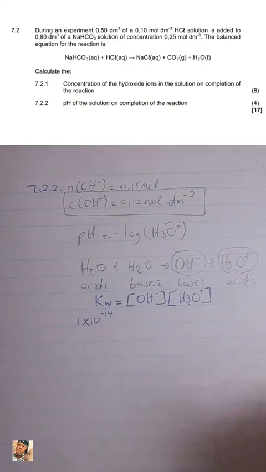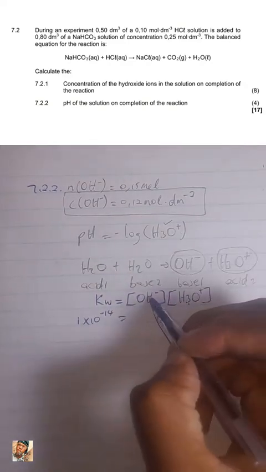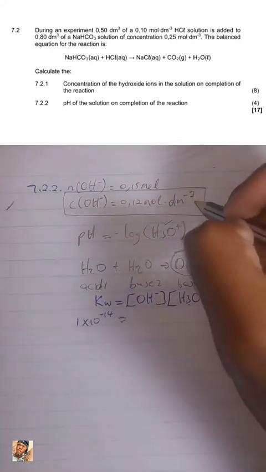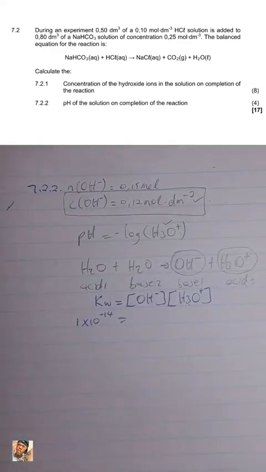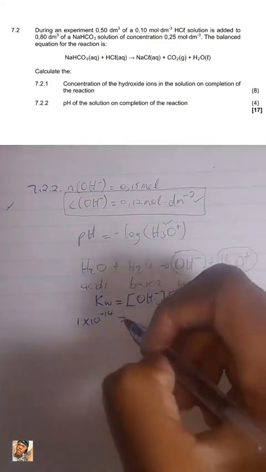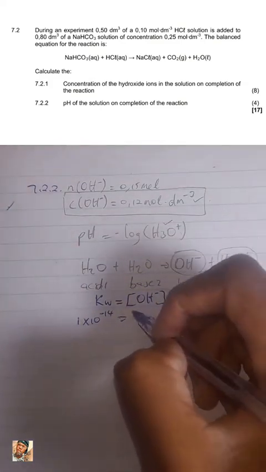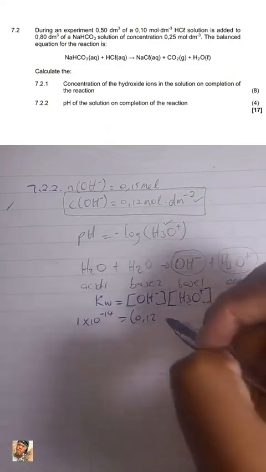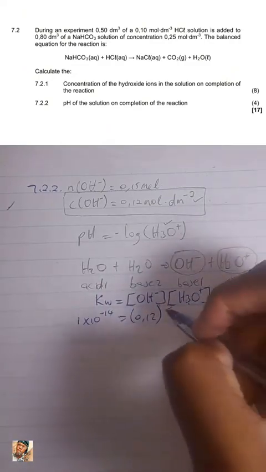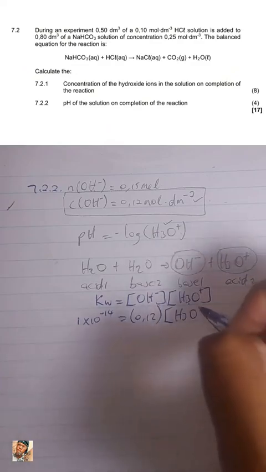It's a constant. It never changes. So what is the concentration of the hydroxide ion? This is the concentration of the hydroxide ion. It is 0.12 moles per cubic decimeters. Okay, so we have 0.12 molars. So I'm just going to write 0.12, and then the concentration of the hydronium ions.